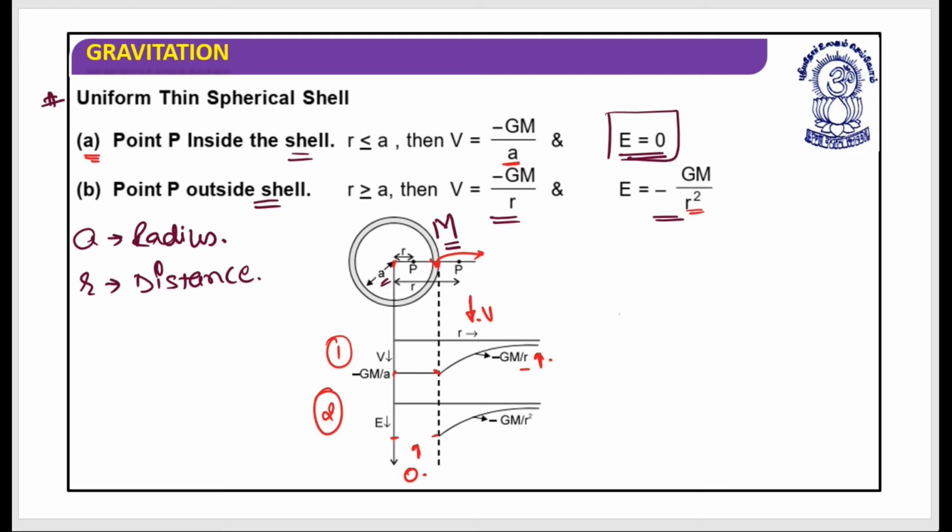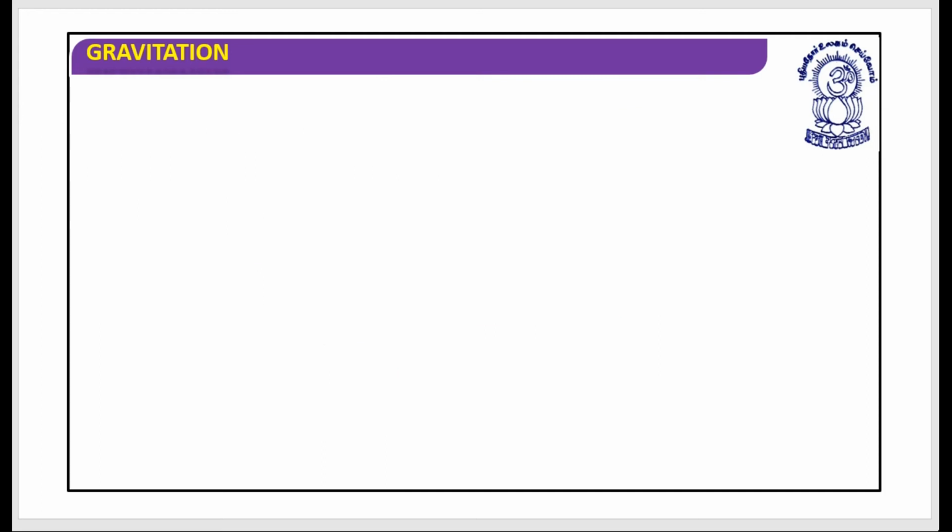Great. Now one more thing I want to specify is that the same relations will be available for the hollow sphere also. So whether it is a hollow sphere or a uniform thin spherical shell, the relations will be the same. I hope this is clear.